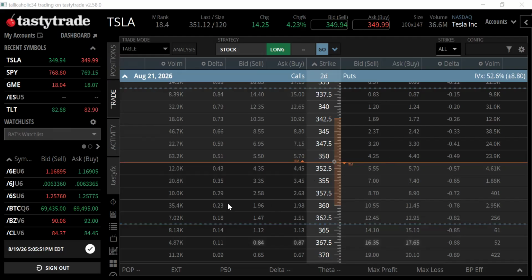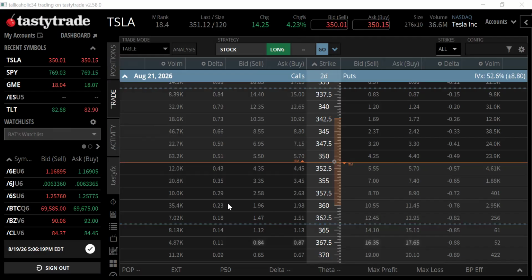Now, what is extrinsic value made up of? Well, it's more complicated than intrinsic value. Intrinsic value is really easy, right? You just find your stock price and subtract your strike price if you're in the money, and bam, there's your intrinsic value. But out of the money options contain only extrinsic value, and it's made up of multiple things. We're going to chalk extrinsic value up to just two main things.